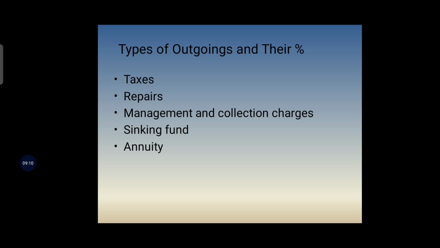And the last one is sinking fund. A certain amount of the gross rent is kept aside, usually as a sinking fund, to accumulate the total cost of the construction when the life of a building is over. Then the next one is annuity. Annuity is the annual periodic payment for repayment of the capital amount invested.